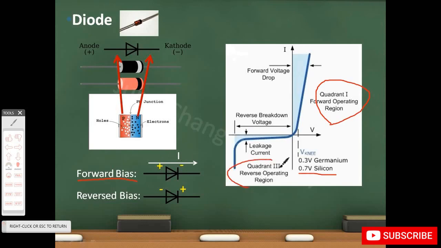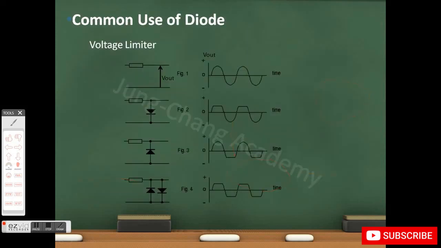In the reverse bias region, unless the reverse voltage is greater than the breakdown voltage, the diode acts like an open circuit with a very small leakage current flowing through it. With this characteristic, diodes are sometimes used as a voltage limiter.